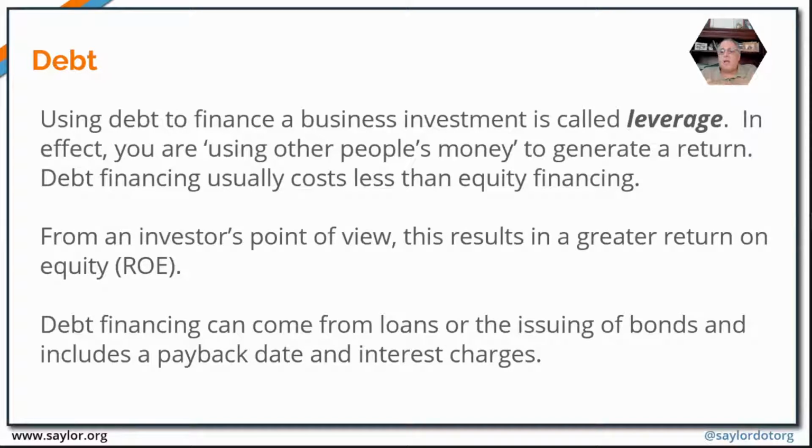Now, debt financing can come from something as simple as going to a bank and taking out a loan. Firms can also issue bonds, which is a debt instrument. A bond is selling an IOU to the public. You buy a bond, and just like a loan, that bond has a payback date, and it has interest payments that are made on some predetermined schedule. So people can invest in bonds just like they can in stock.